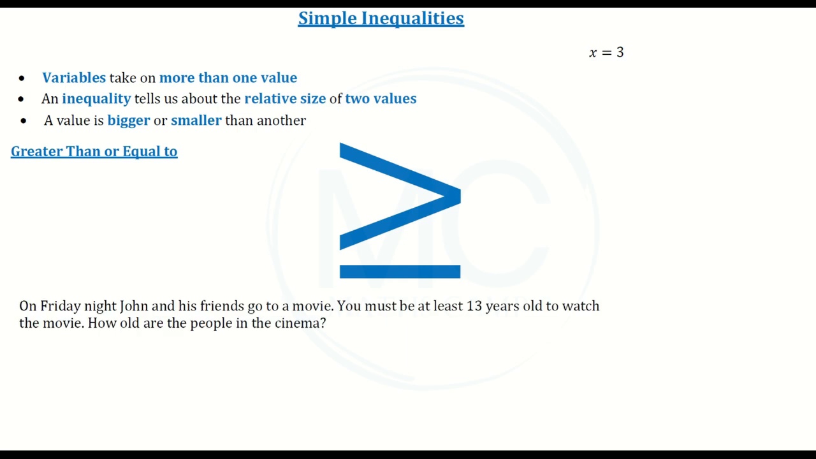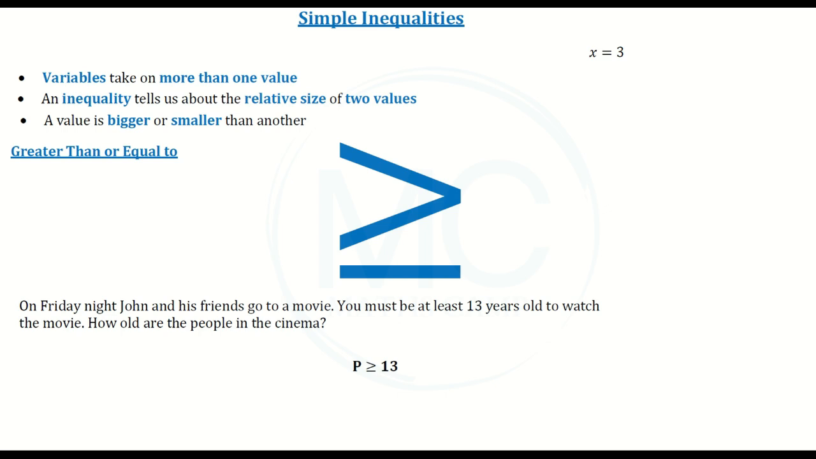On Friday night, John and his friends go to a movie. You must be at least 13 years old to watch the movie. How old are the people in the cinema? We don't know anything about the specific ages of the people in the cinema, but we do know that everyone is 13 years of age or older. So we can say the people's ages are greater than or equal to 13.